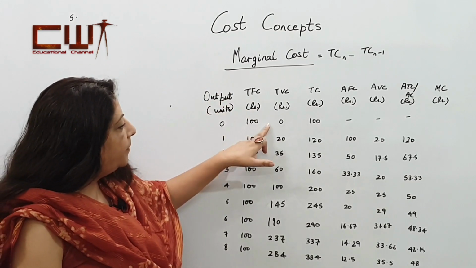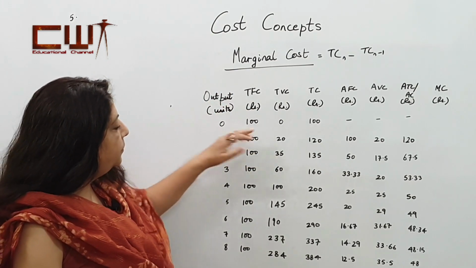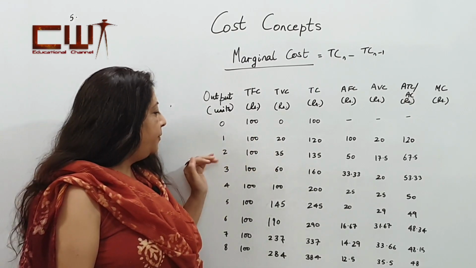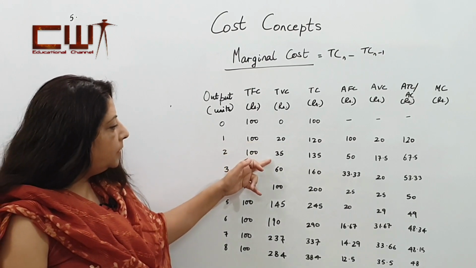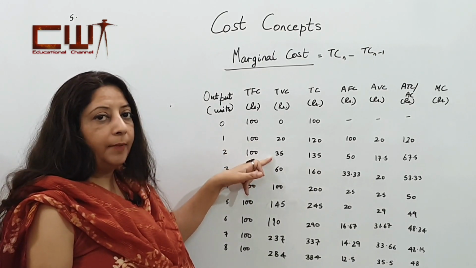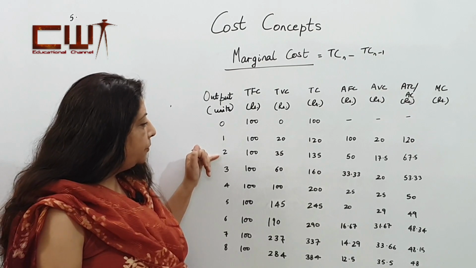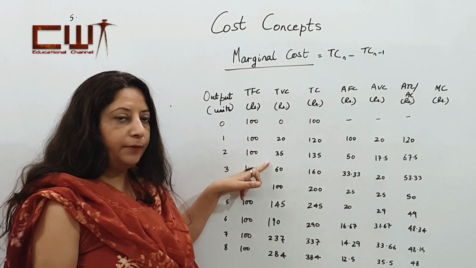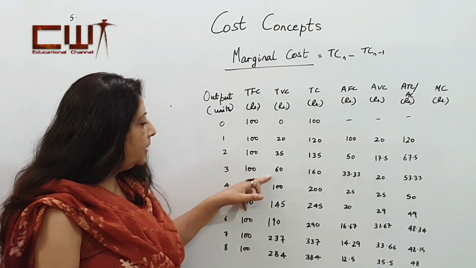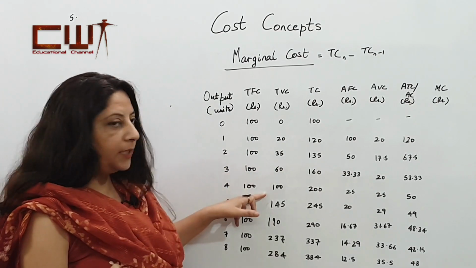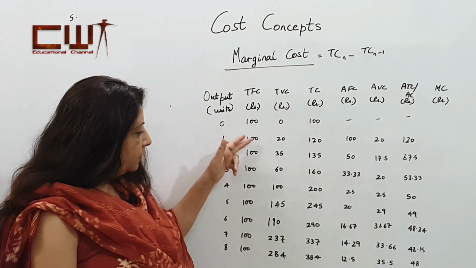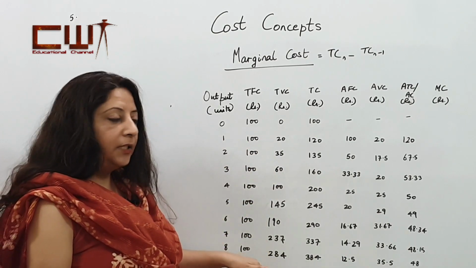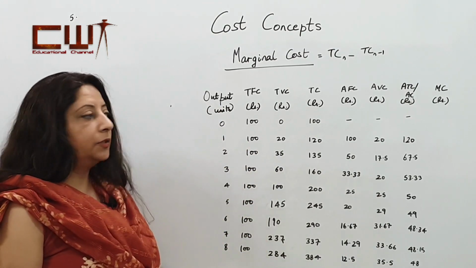Then we have the total variable cost, which is 0 for 0 units. When we produce 1 unit, the cost is 20. When we produce 2 units, it is not doubling, but coming down a little bit. So the total variable cost is not 40, but only 35. If we produce 3 units, it is 60. If we produce 4 units, it is 100, and so on. So the total variable cost keeps on increasing, while the total fixed cost remains constant.